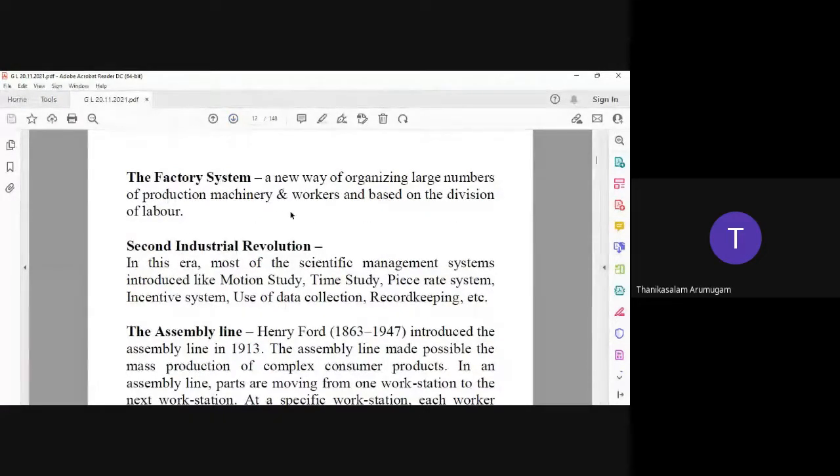Then the factory system. Now it is the factory, you know, where a large number of people, a new way of organizing, a large number of production machinery, workers, and based on the division of labor, the factory system is introduced. Hyundai, Ford, okay, various companies, you know. The second industrial revolution. In this era, most of the scientific management systems were introduced, like motion study, time study.